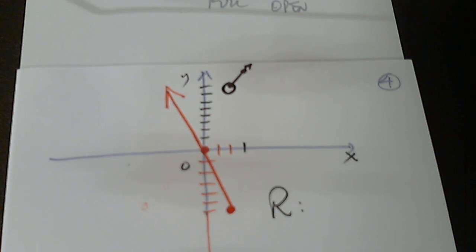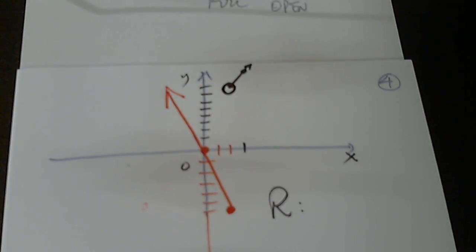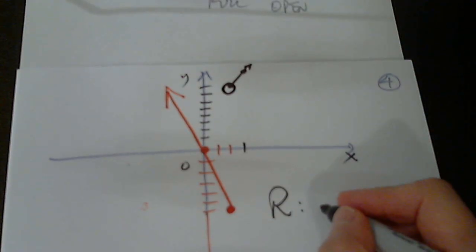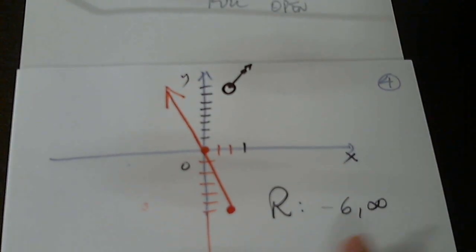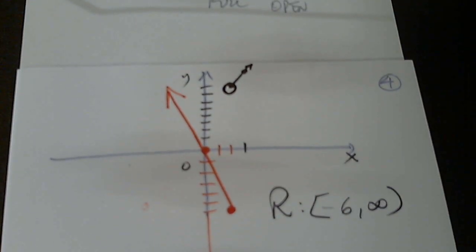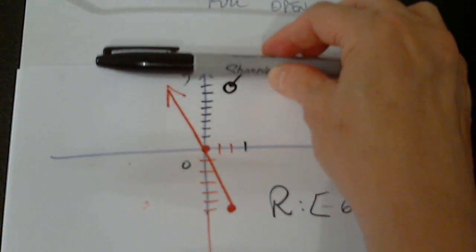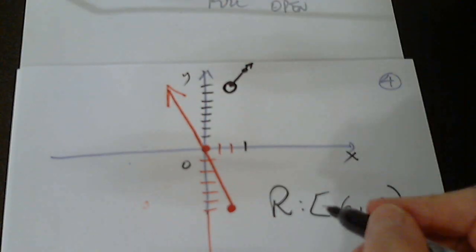Can anyone help with the range of this function, please? Is it infinity? I'm sorry? Is it infinity? From the lowest y value till the largest y value. Negative 6 to infinity? Yes. With a bracket, parentheses? Excellent. Perfect. Well done. Thank you so much. The function starts existing at negative 6, and it will exist forever afterwards. Thank you very much. Well done.